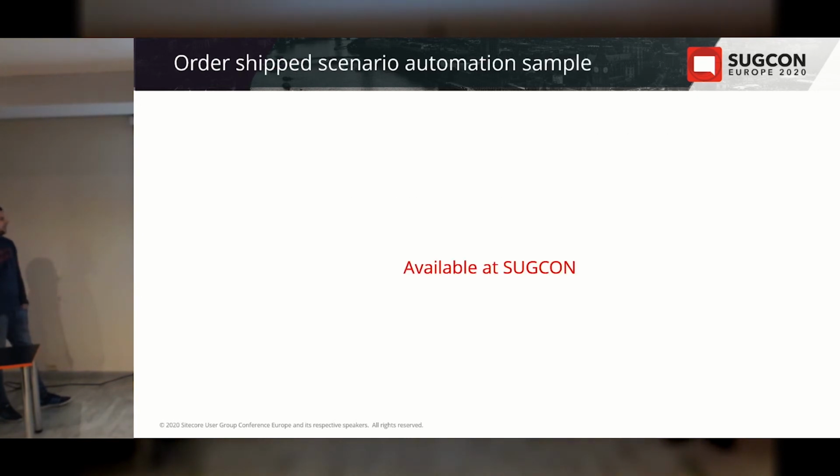So the two marketing automation plans we just showed you are available out of the box. You can obviously come up with your own ideas and your own marketing automation plans. The one we will show at SUGCON specifically is an automation plan for order shipped, just to send an email telling the contact that your order was shipped and maybe put additional related products as recommended. So this will be revealed at SUGCON.